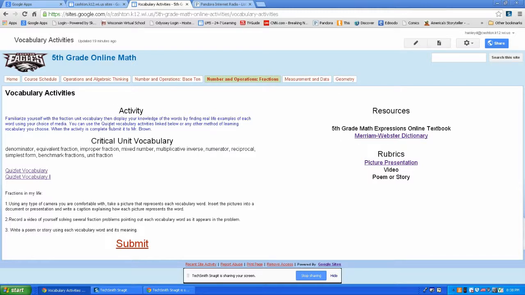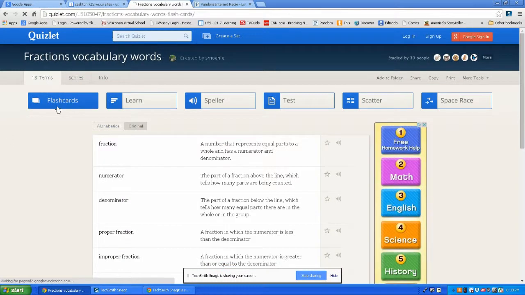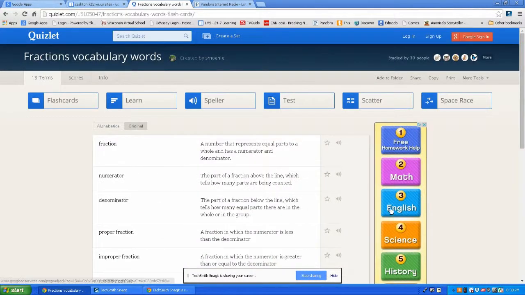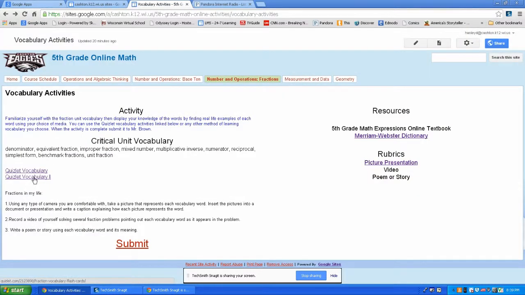Here we have an activity with the critical vocabulary for the unit. There's links to a Quizlet so the students can use flashcards, or they can have it read to them, and they can play different games that would allow them to learn some of the fraction vocabulary. There's a couple of those.